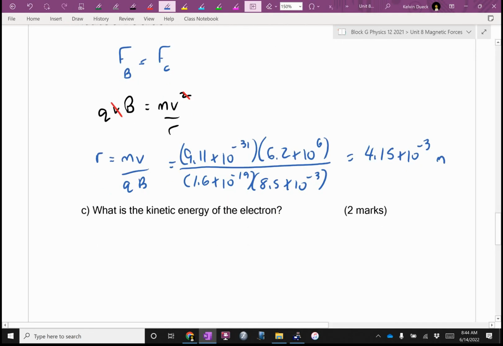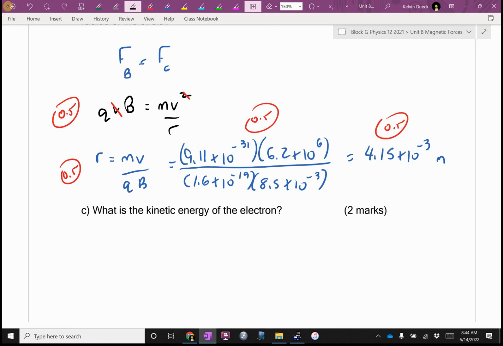What's the kinetic energy of the electron? Oh, just good review. If you got that 2 out of 2, otherwise I would give you a half mark if I saw QVB equals mv squared over r, half mark for getting the r by itself, half mark for the numbers, and a half mark for the answer.